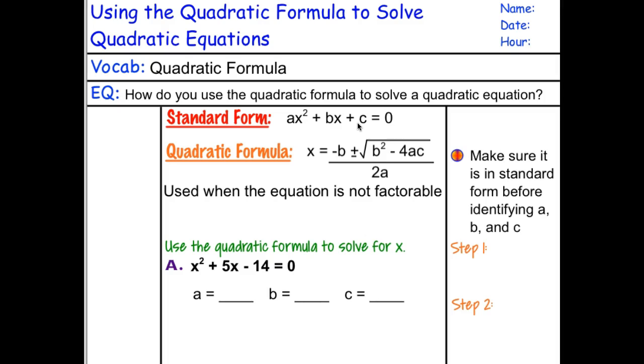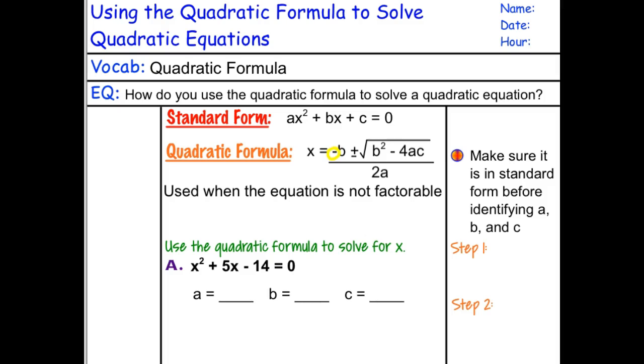The thing you have to make sure of is it has to be in standard form. That means if anything is on the right-hand side, you need to get it all on the left-hand side so it's all together. If you have a hard time remembering this, you can hum Pop Goes the Weasel. This fits in perfectly.